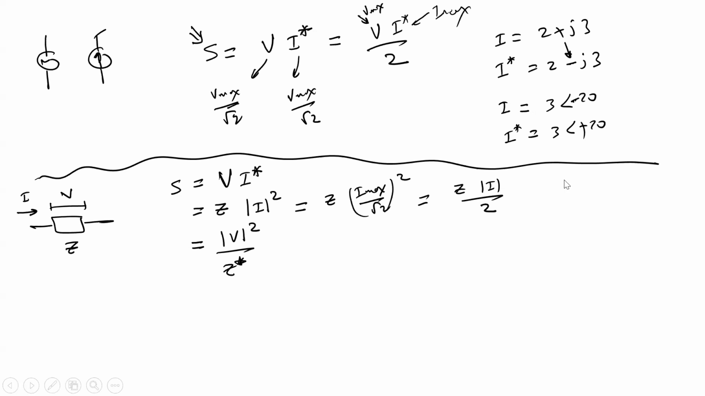Again, this one should be in the textbook. V squared divided by 2 Z squared. Again, they are the same because when I calculated this one it was V maximum divided by square root of 2, but here it is actually only V max. That's why they are the same.